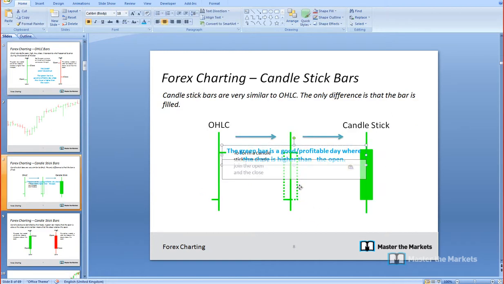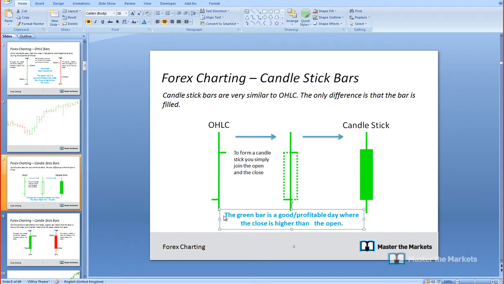So let me just write that down. The only way to note if the close was higher or lower than the open is to look into the color of the candlestick. Green or red.